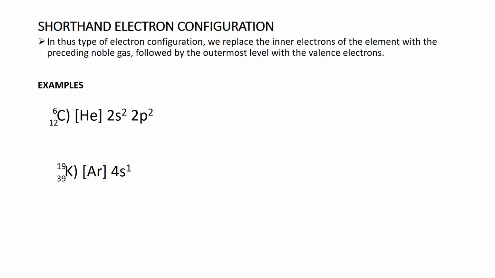Then we move on to potassium. Potassium has 19 electrons and the preceding noble gas is argon. So you're going to write Ar in square brackets followed by 4s¹. And potassium is in group 1, so it makes sense that our outermost energy level only has 1 electron.